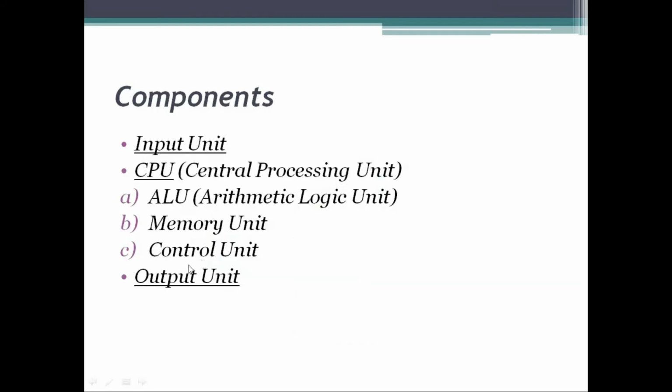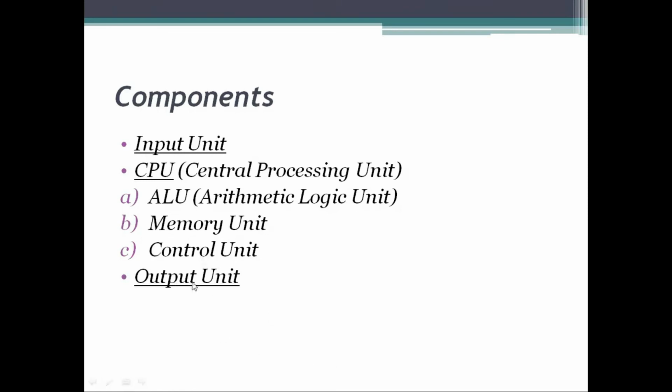And the output unit, which communicates with the user. That is, the output unit consists of devices with the help of which the user gets the information from the computer. So this can be our display, in which we see the result. It can be a printer, in which we get the printed data, or a visual display, or anything.